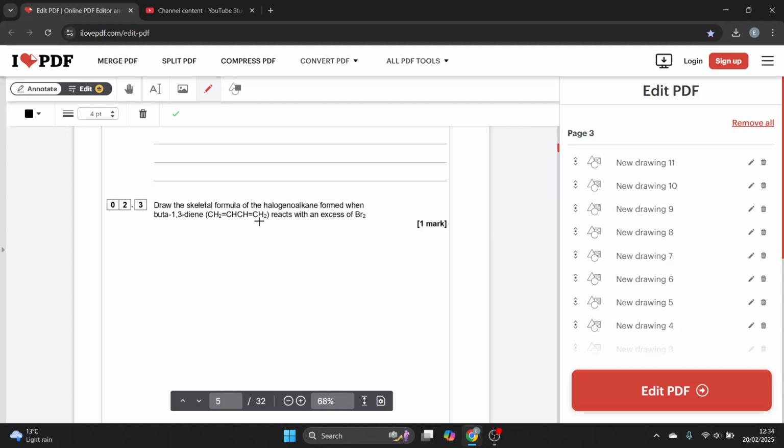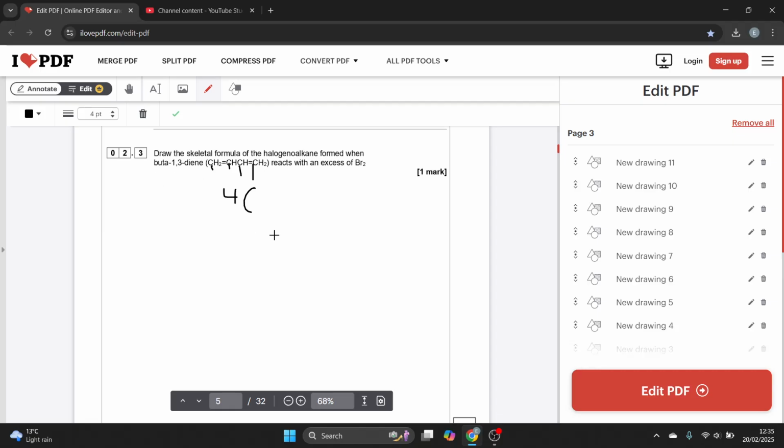Draw the skeletal formula of the halogenoalkane formed when buta-1,3-diene reacts with excess Br2. I've got 1, 2, 3, 4 carbons, and I can see I've got 2 double bonds. Excess Br2, so I'm going to form 1, 2, 3, 4 Brs under here.